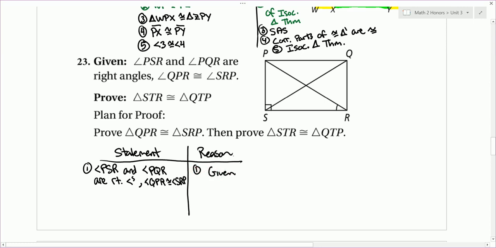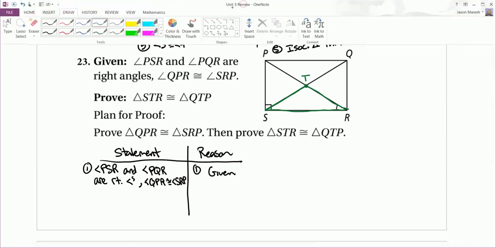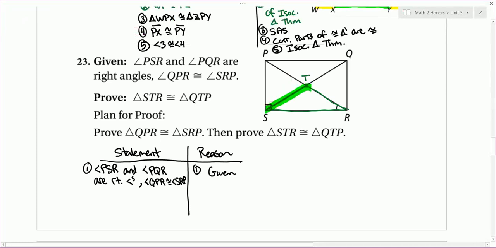We want to prove that triangle STR, I'm going to outline this. And I don't see a T on here, so I'm going to assume T is dead center here, okay? So we want to prove STR is congruent to QTP. So that one congruent to that one.